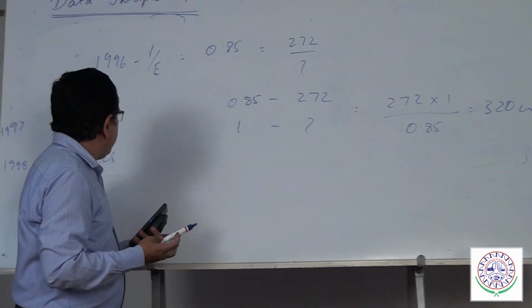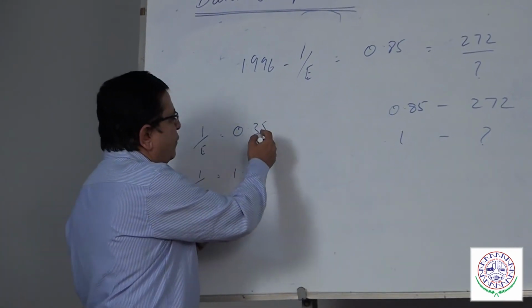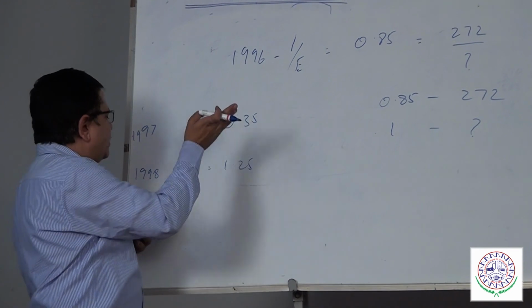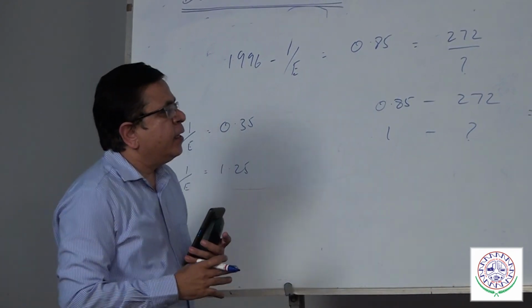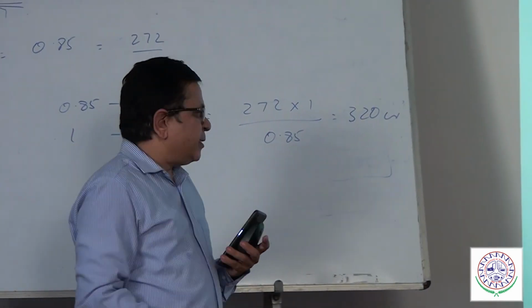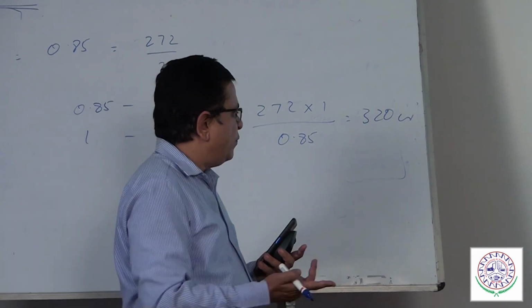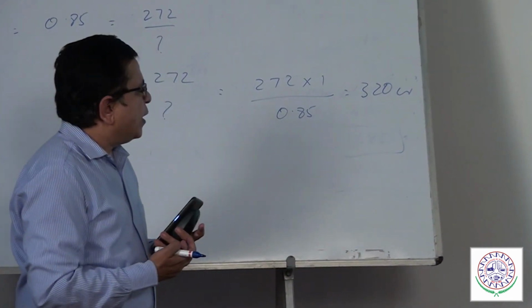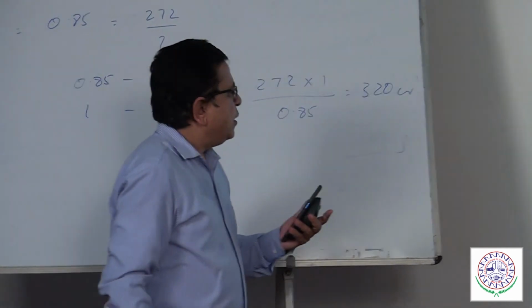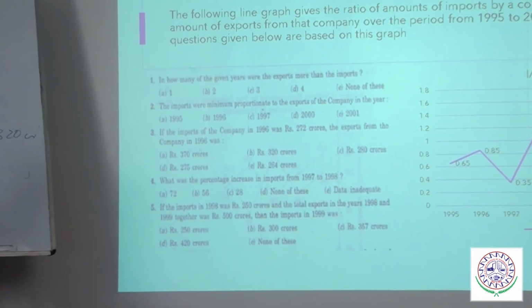What is the data given? Data that is given is import upon export. So you know, if you have 35% imports in 97, 125% imports in 98. If there is no base, there is no way of finding out the percentage increase. So obviously this doesn't work. So none of this data inadequate is the correct answer for this.